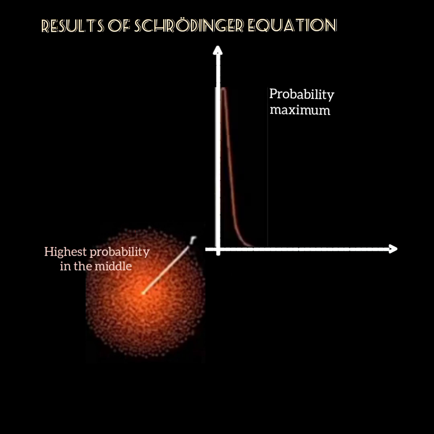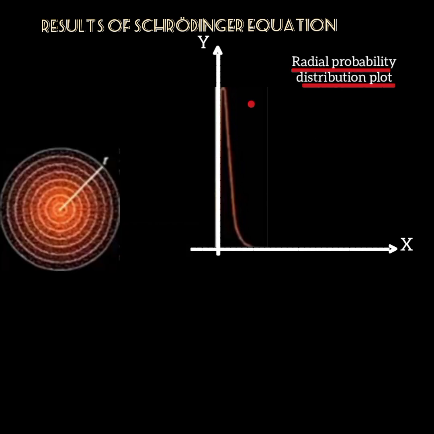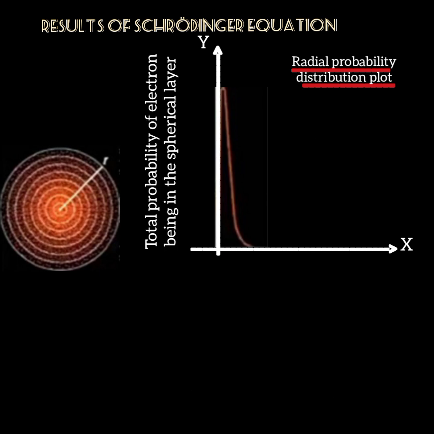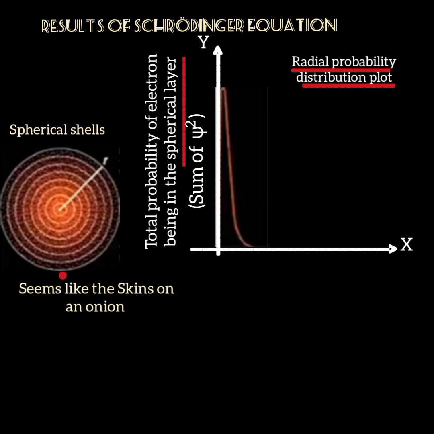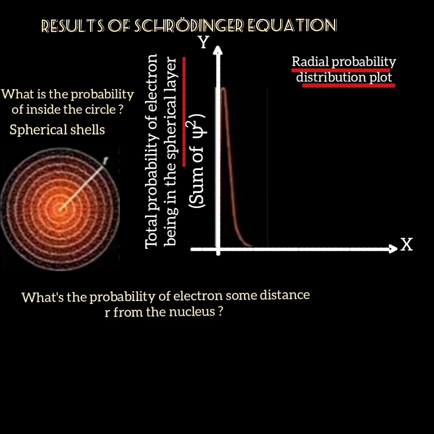The next kind of plot we can look at is called the radial probability distribution plot. In the radial probability distribution plot, we look at the total probability of the electron being in a spherical layer. Let's imagine we take a whole atom and break it up into little spherical cells, like the skins of an onion. What is the probability of the electron being some distance from the nucleus?